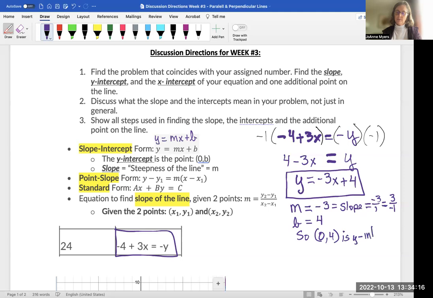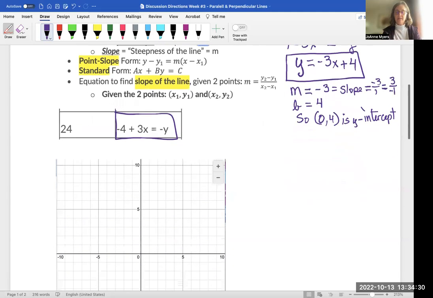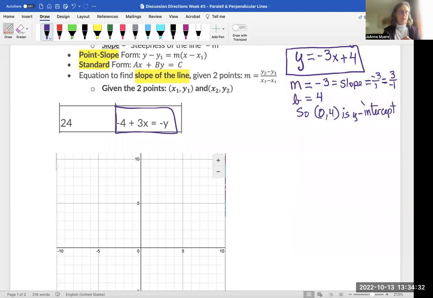And your y-intercept is where all the solutions to your linear equation, this set of solutions, actually crosses the y-axis. So here, if I go to graph it, 0, 4 is one point on my line. I know that because 0, 4 is my y-intercept. The slope is -3. So what I'm going to do is go down 3 and over 1.